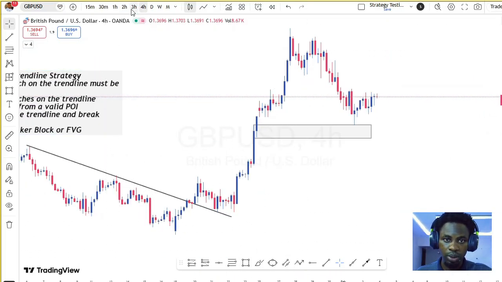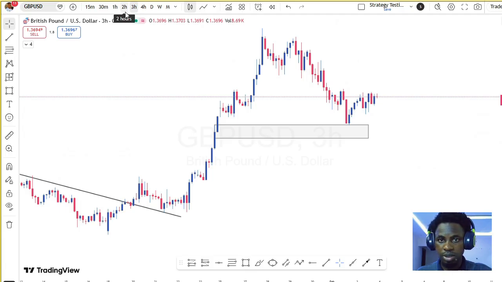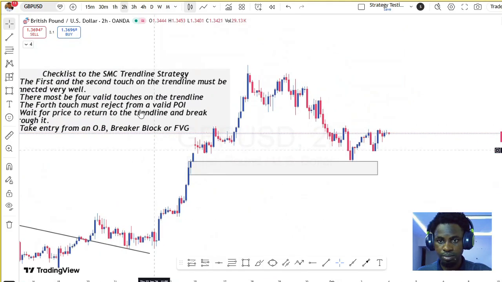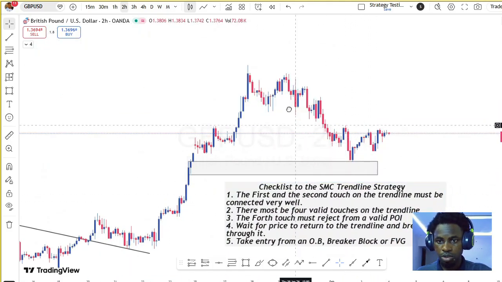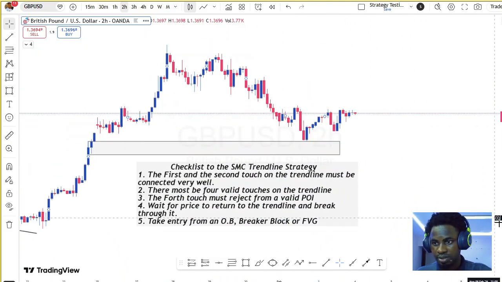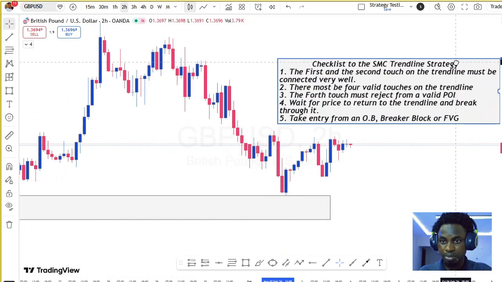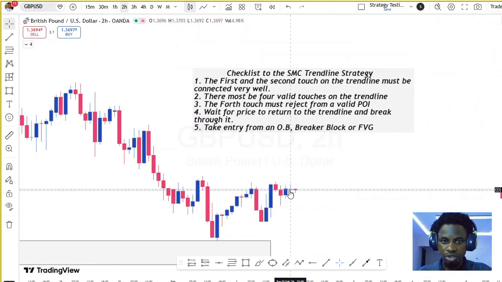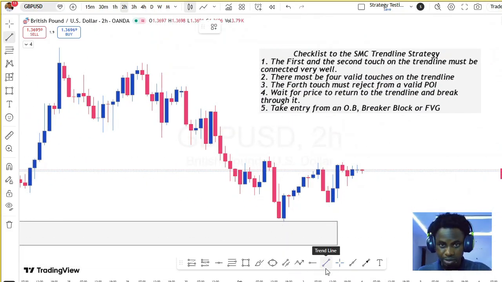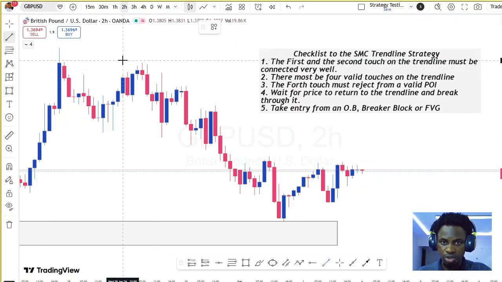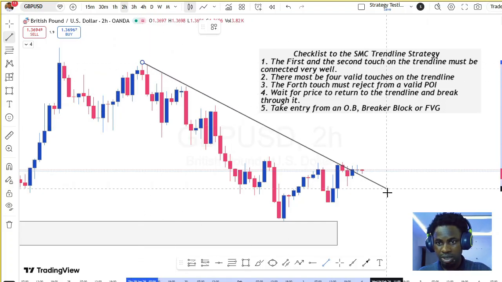Let me go to the 2 hours time frame. I just want to bring this here. These are the checklists, so I want to keep it very intact. Let's check what is happening here. This is the present price. Let's check if you're actually going to have a 5 trend line strategy in this present price. First, using this strategy, you want to connect the first touch and the second one together. So it's going to be this and this. I'm going to connect this one to this, and then drag it all the way down.